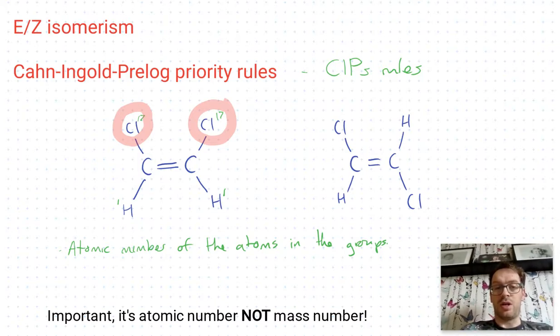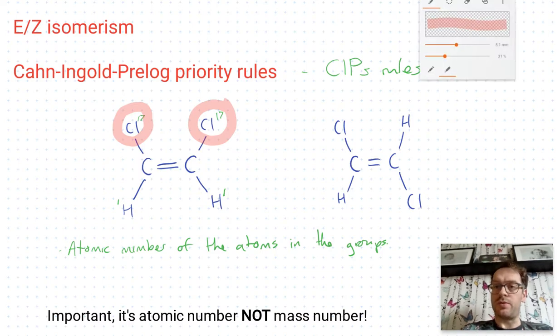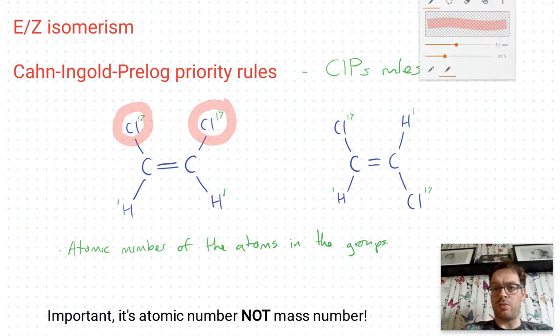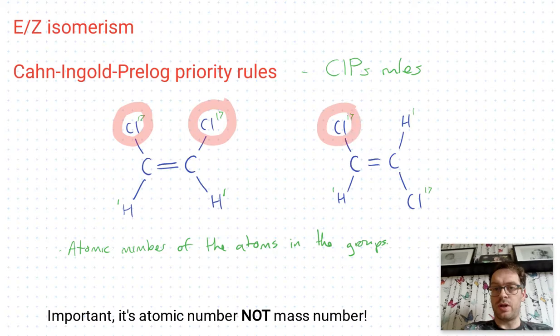So in that isomer, the priority groups are on the same side. Obviously, if we go over to the other one, it's the same numbers. So we've got 17 and 17 on the two chlorines, and a 1 and a 1 on the two hydrogens. The priority groups are still the chlorines. The key thing here is that they're on opposite sides to each other.